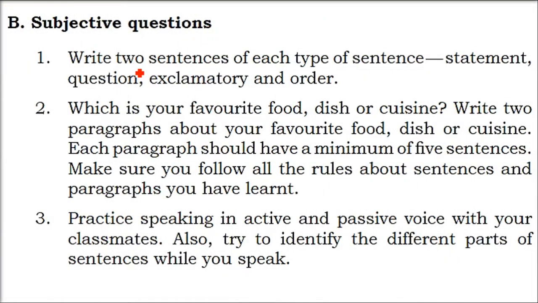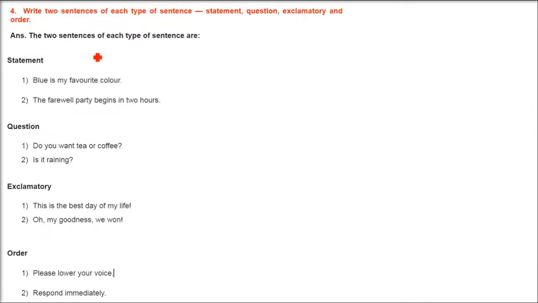Now subjective questions. Write two sentences of each of statement, question, exclamatory and order. Now, which is your favorite food? We'll talk about this. The third one, practice speaking in active and passive voice with your classmates. Also try to identify the different parts of sentences while you speak. For the third one, you have to discuss it with your class. Now, coming to this one, write two sentences.